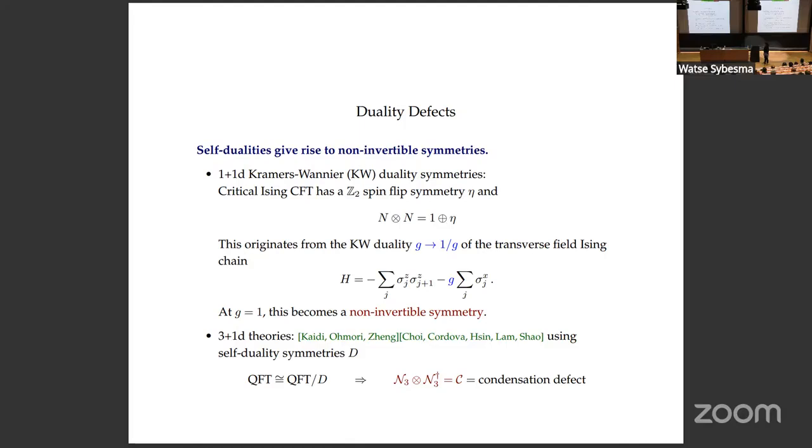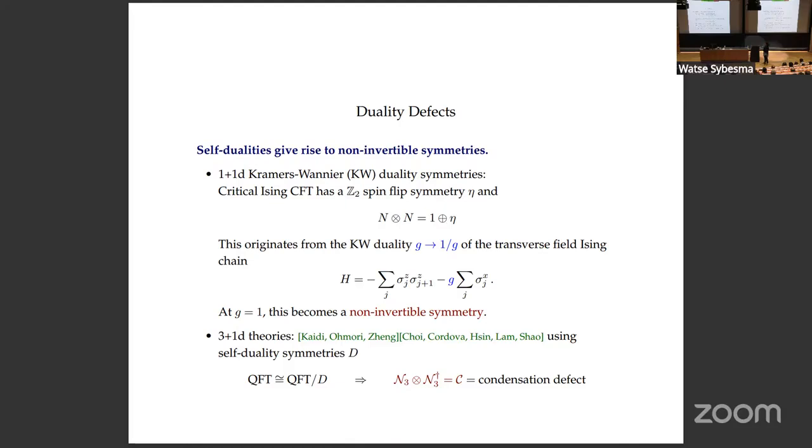So how do you see this in the spin model? Basically, you send g to 1/g in this ZZ, X transverse field Ising model, and it maps these two terms into each other. That's not a symmetry for generic g, but if g goes to 1, it becomes a symmetry, and that's precisely N. Now you can play this game also in any other even dimension.